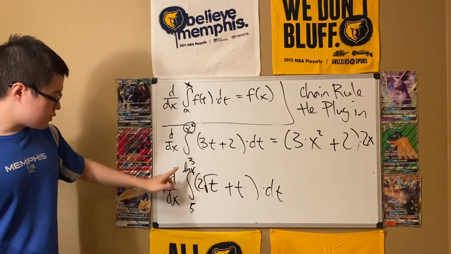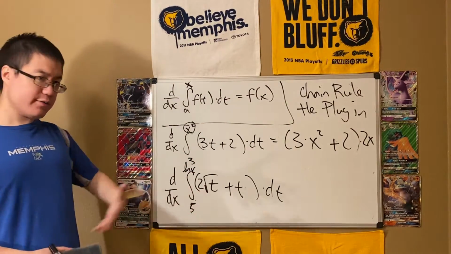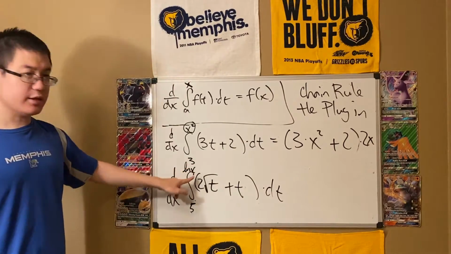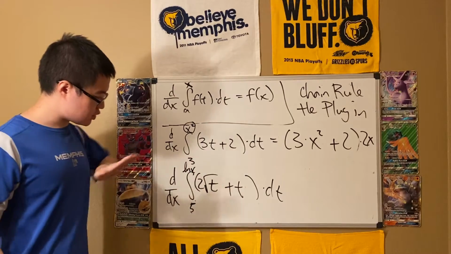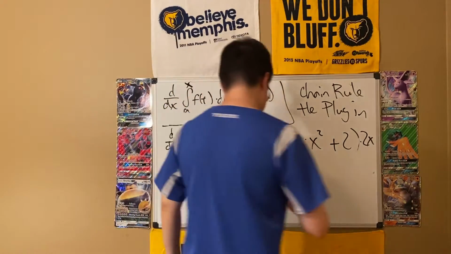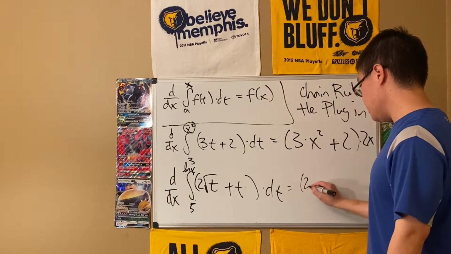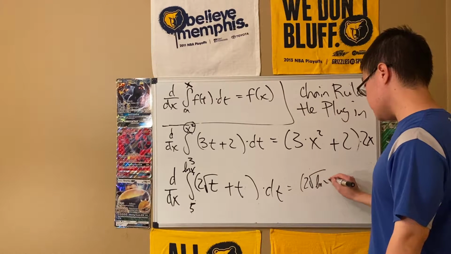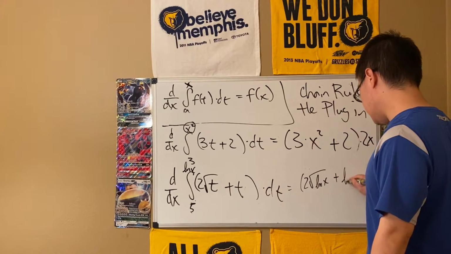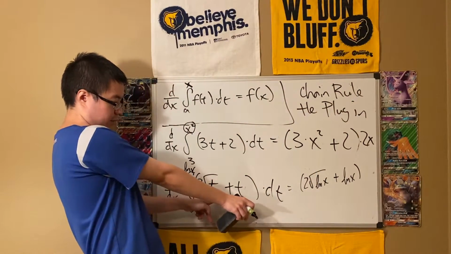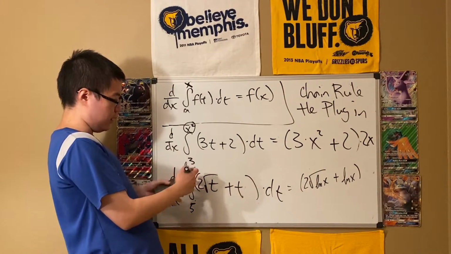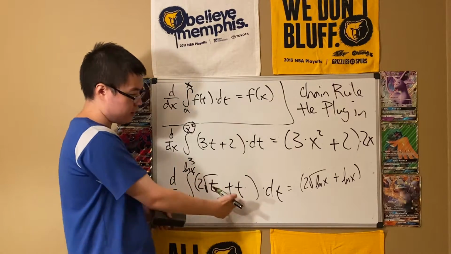So we have this top function. We are taking a derivative of an integral. That is the fundamental theorem of calculus. We're going to take ln of x and shove it in all these t's. So what we're going to get is 2 square root of ln of x plus ln of x, because I have 2 t's here, and I replace both of these t's with ln x. I plug the top thing into this guy right here.